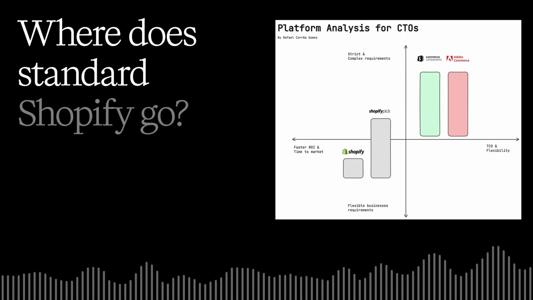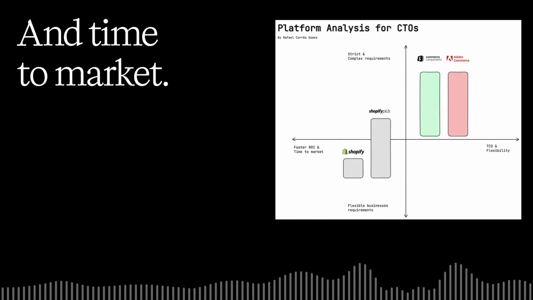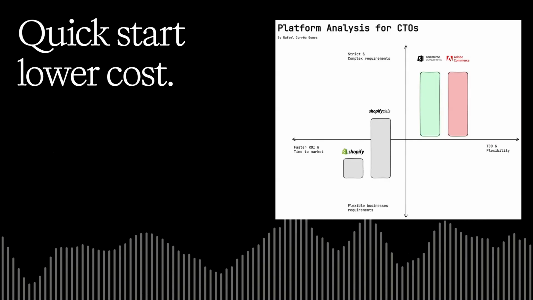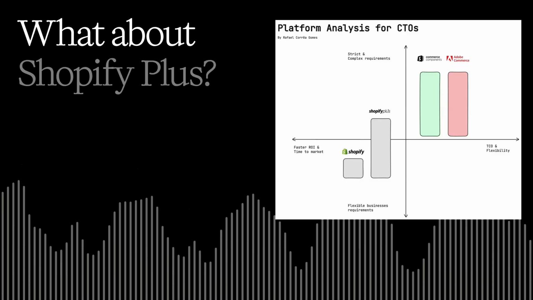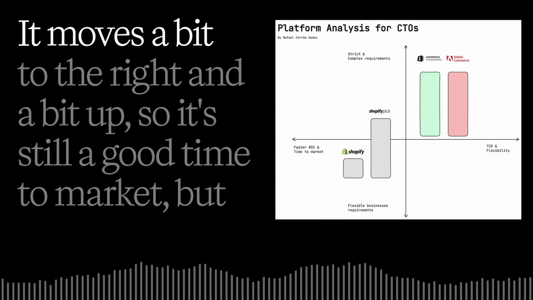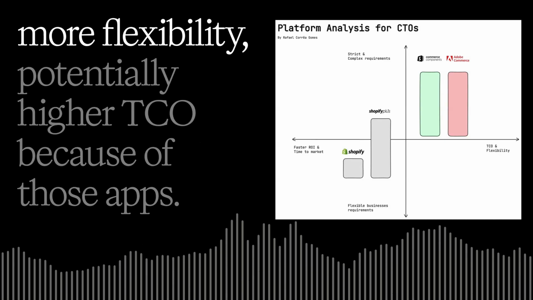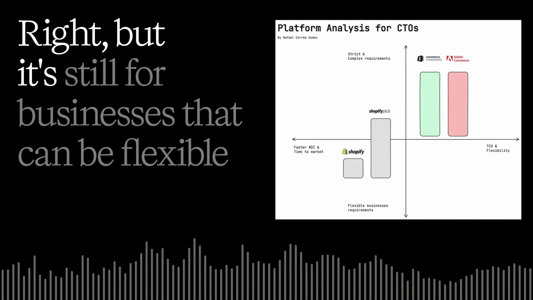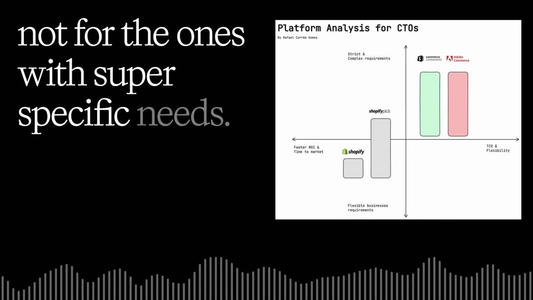Okay, where does standard Shopify go? Bottom left quadrant. So faster ROI and time to market, and flexible business requirements. Makes sense. Quick start, lower cost, and you're working within Shopify's way of doing things. What about Shopify Plus? It moves a bit to the right and a bit up. So still good time to market, but more flexibility, potentially higher TCO. Because of those apps. Right, but it's still for businesses that can be flexible, not for the ones with super specific needs.